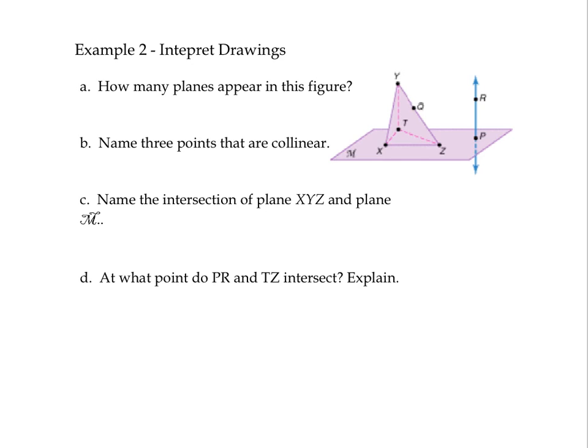Okay, you guys try these right now. Stop the tape and answer these 4 questions right here using this figure that we see to the right. Decide how many planes appear in the figure. Name 3 points that are collinear. Name the intersection of plane XYZ and plane M. And at what point do lines PR and TZ intersect? Explain. Stop the tape and we'll be right back.